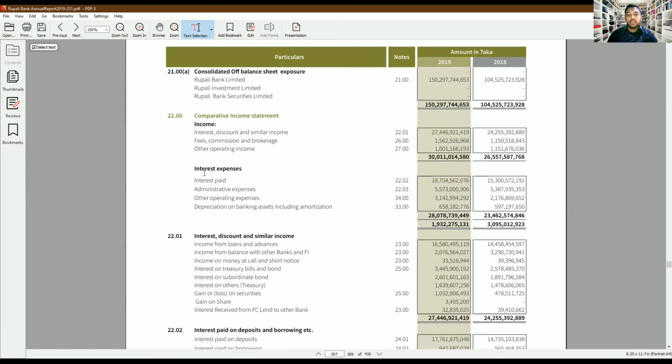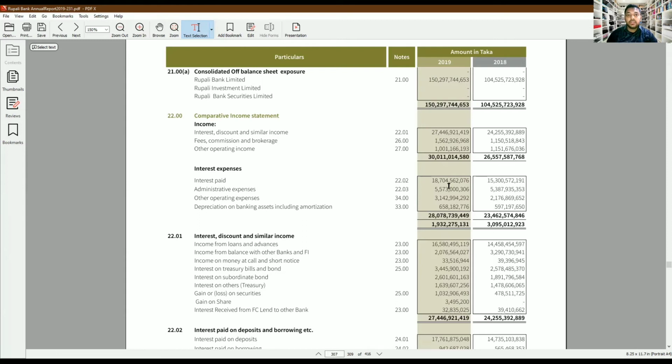Now, what could be the implications? What could we derive from that? So we can derive that the interest expense increased due to various reasons. Number one, it might be that the Rupali Bank that I am working with took more loans in 2019, or there might be other changes, like the interest rate increased in 2019, and there might be other various reasons for which the interest expense rose in 2019.